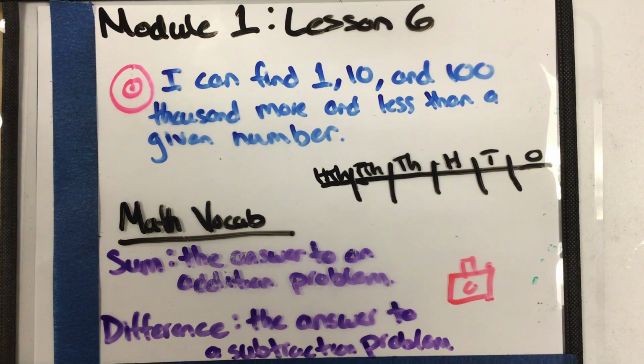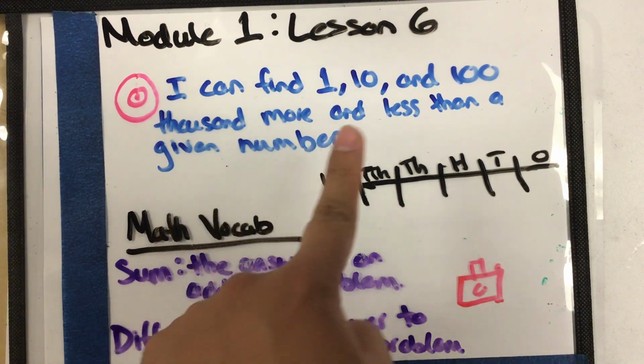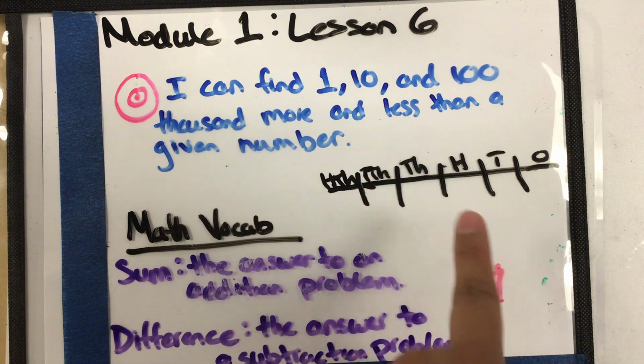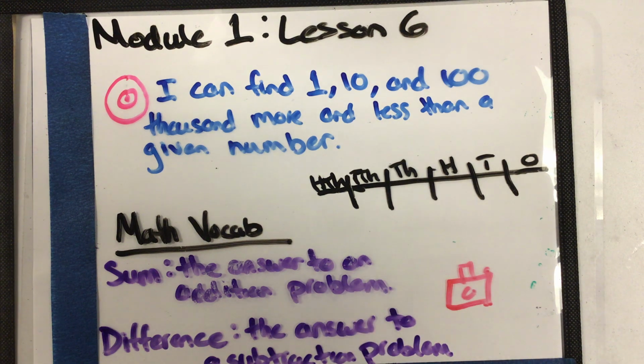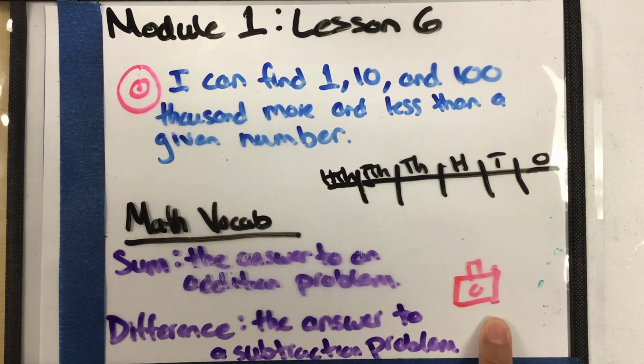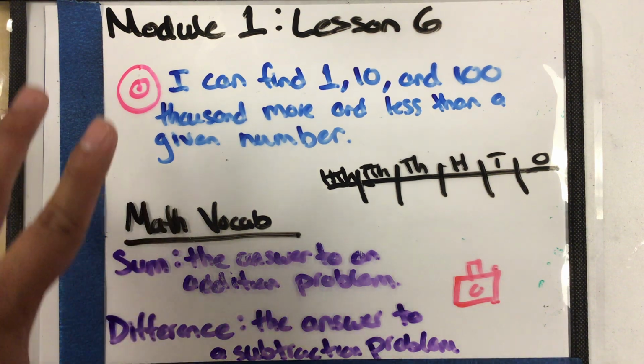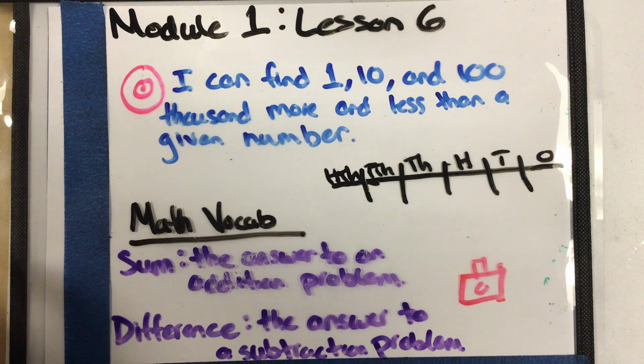When we're trying to find 1, 10, and 100,000 more or less, we're going to be using a unit placement chart to show you how we do that. We're going to be subtracting units from our unit placement or adding them to figure out our answers. So take a picture of this slide, just in case you need to remember what sum and difference are and what the overall goal is for this lesson. And then we're going to move on.